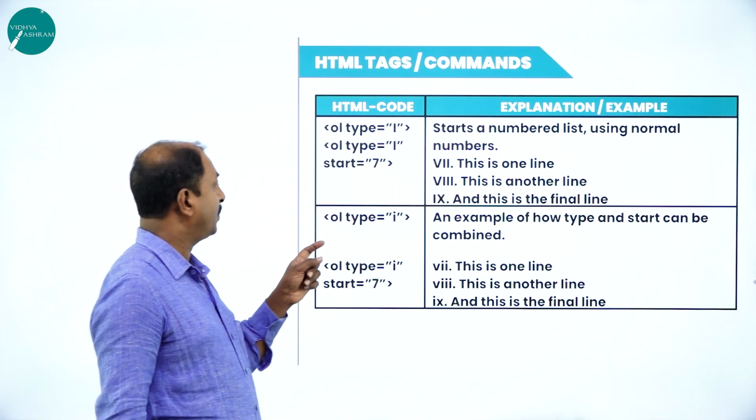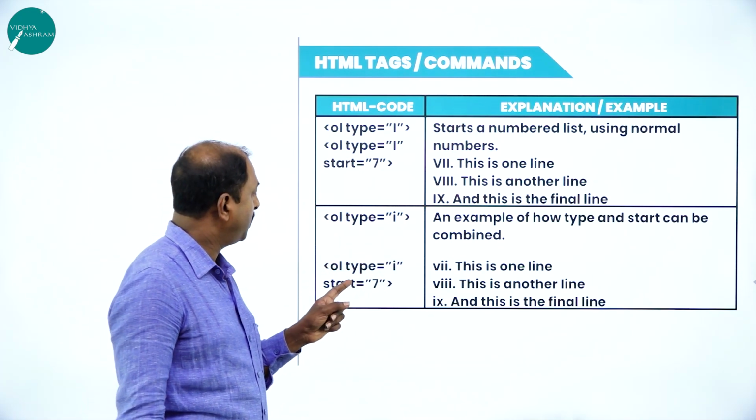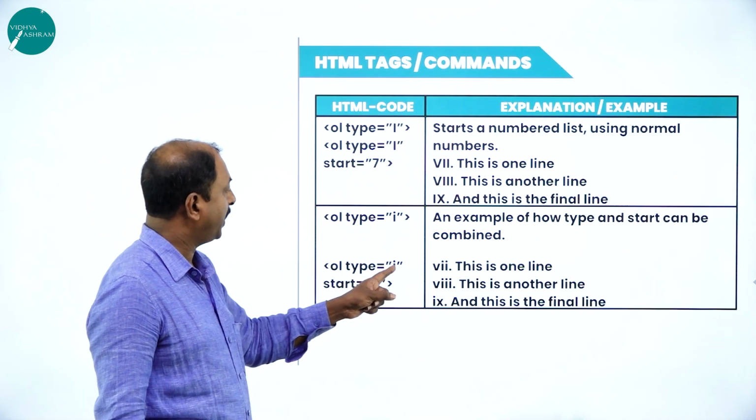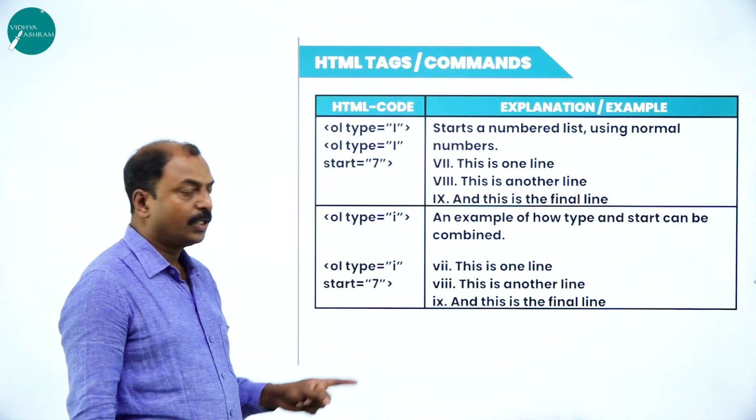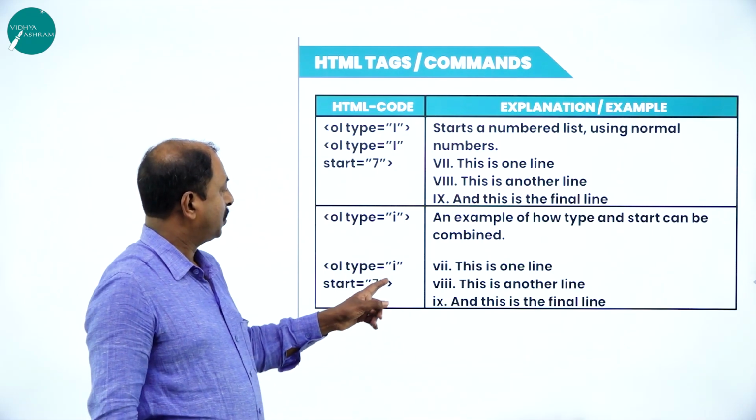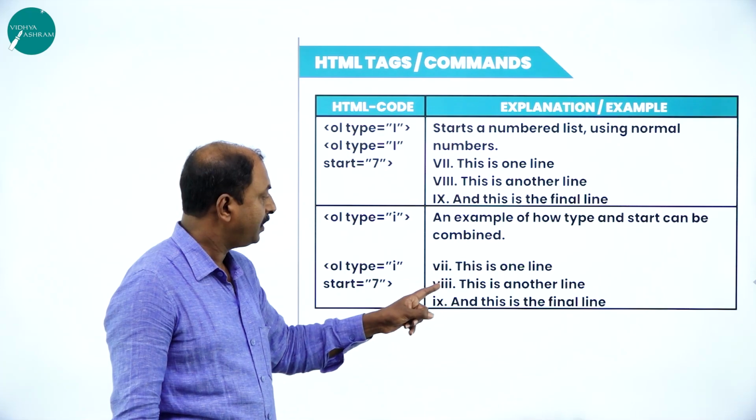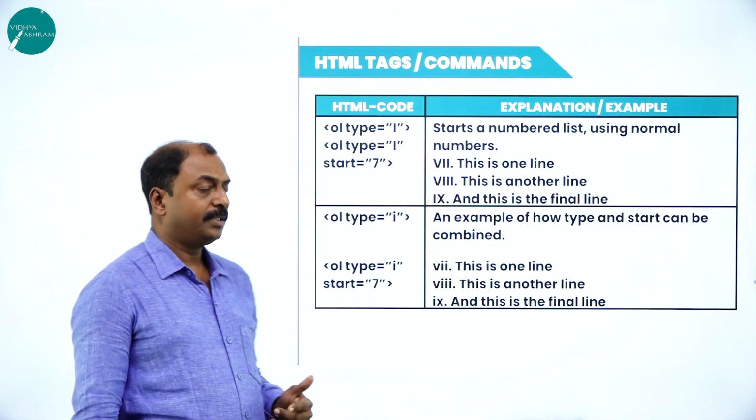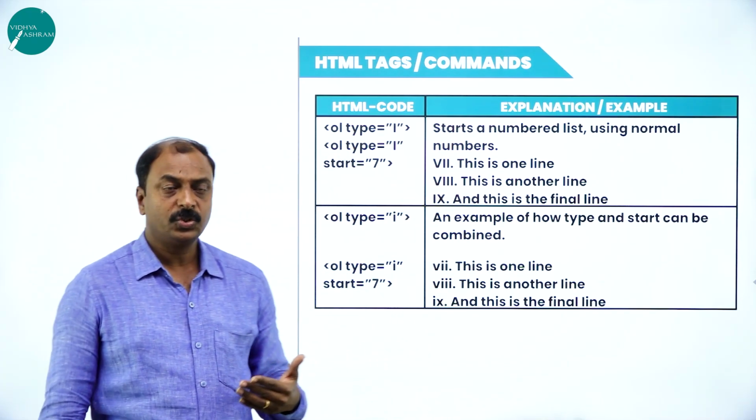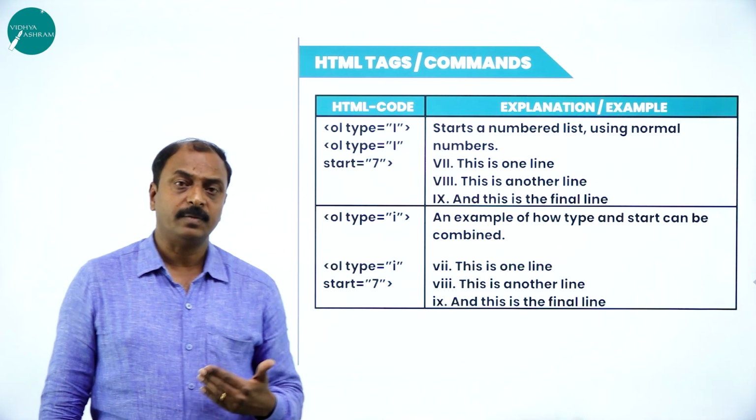Similarly, if I write OL type equals small i, start equal to 7, the output would start with Roman number 7 in small letters: 7, 8, 9. So these are other types of lists. These are the numbered lists we can make use of in the HTML language.